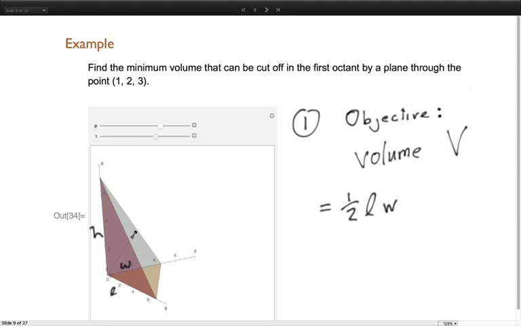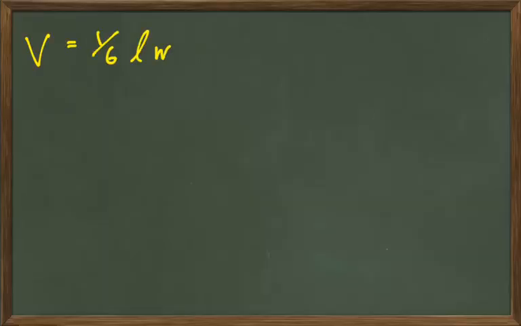That's not the end of the expression, though. That's just the area of the base. And so the volume of a cone-shaped object is the area of the base times the height over 3. As you may recall, we can neaten that up into 1/6 length times width times height. So now we have our quantity to be minimized, the volume, and we have some choices to make.